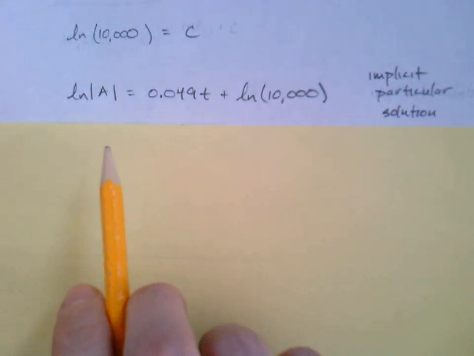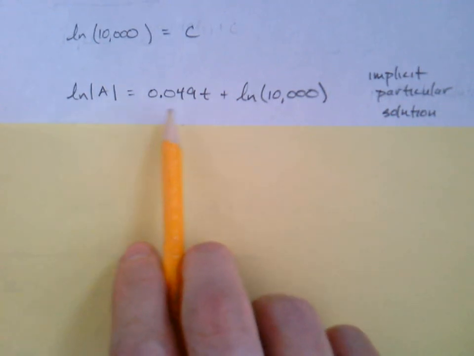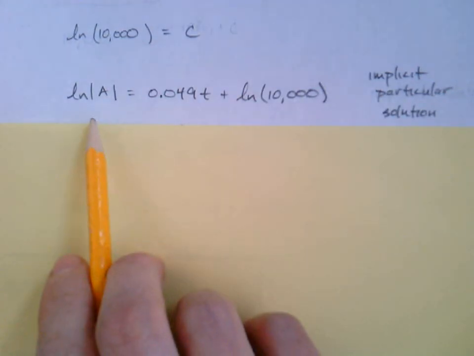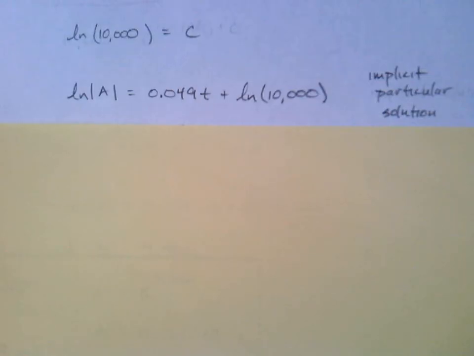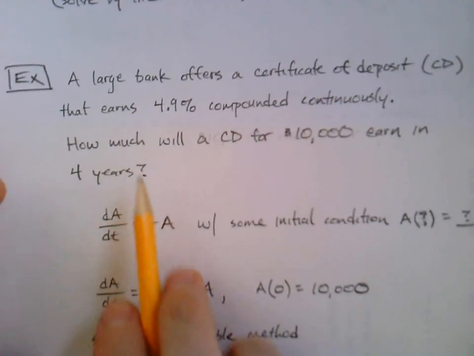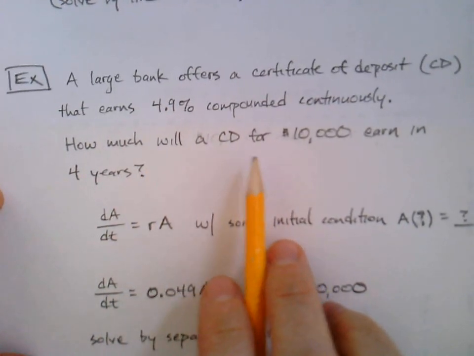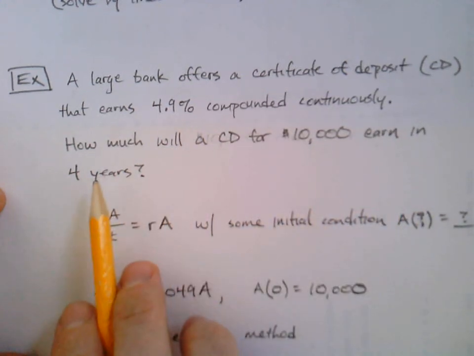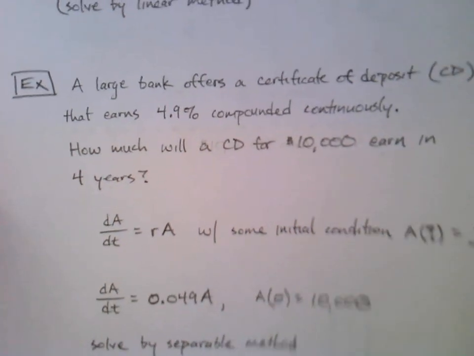Now this is really good. We've solved the differential equation. We looked at it with the initial condition. This is what we need to answer the original question. At this point, let's look back. What exactly did they ask? How much will a CD for $10,000 earn in 4 years? Okay.